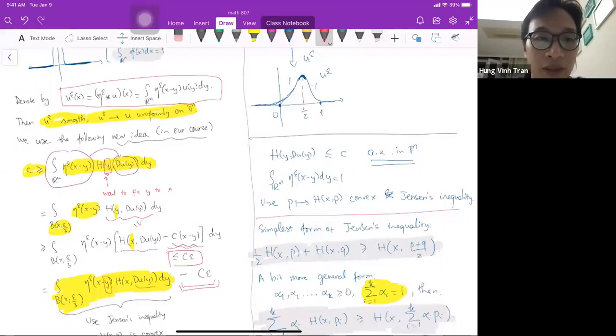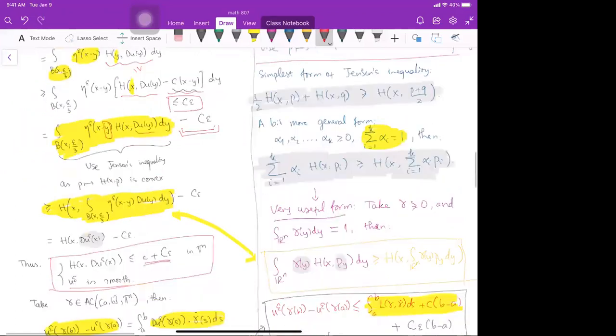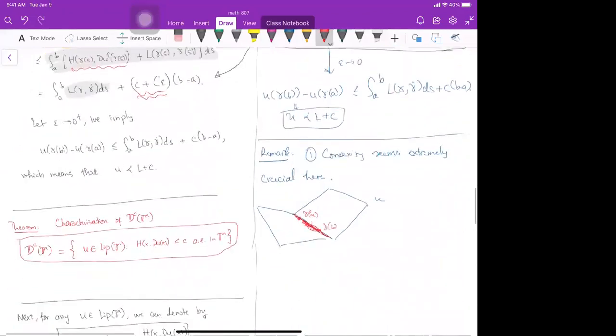I'm having trouble interpreting what h of y, Du(y) is, right? Here I'm interpreting it as an L infinity function, so that's why I can do integrals. Okay, I see. Thank you so much. Yeah, good. Very good. And keep asking questions.